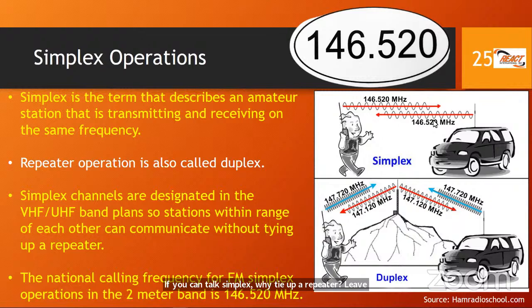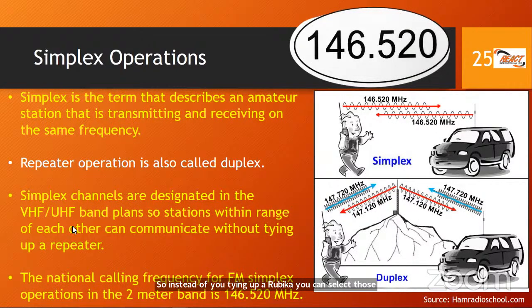So if you're going to have what we call a rag chew in amateur radio, a long conversation, a one hour discussion on a technical topic, maybe how to configure a hotspot for amateur radio use, and that's going to take you half an hour, maybe you should take it on a simplex frequency. They're simply saying that there are simplex frequencies designated in the band plan. So instead of tying up a repeater, you can select those frequencies and communicate with another amateur radio operator.